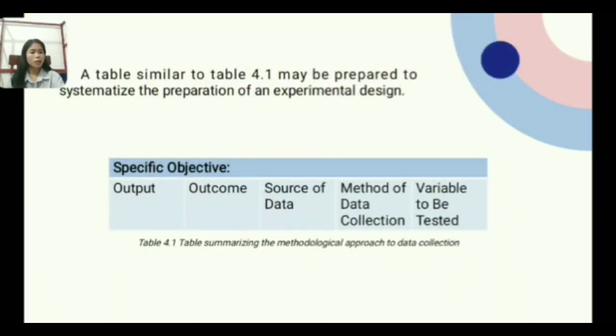A table similar to Table 4.1 may be prepared to systematize the preparation of an experimental design: a specific objective, output, outcome, source of data, method of data collection, and variable to be tested.